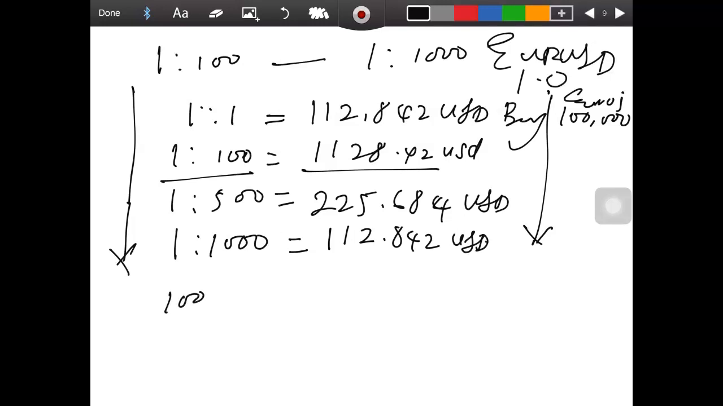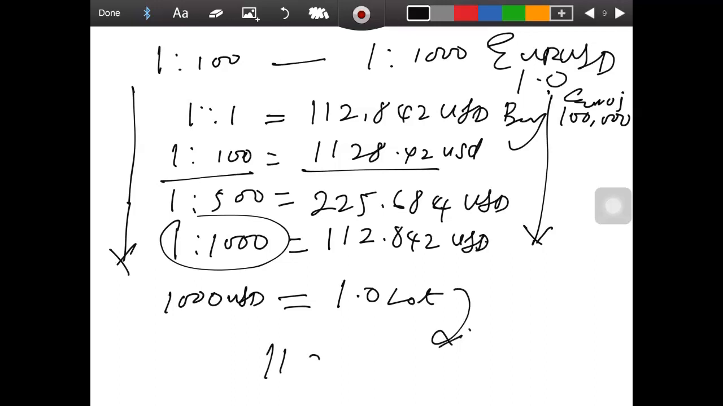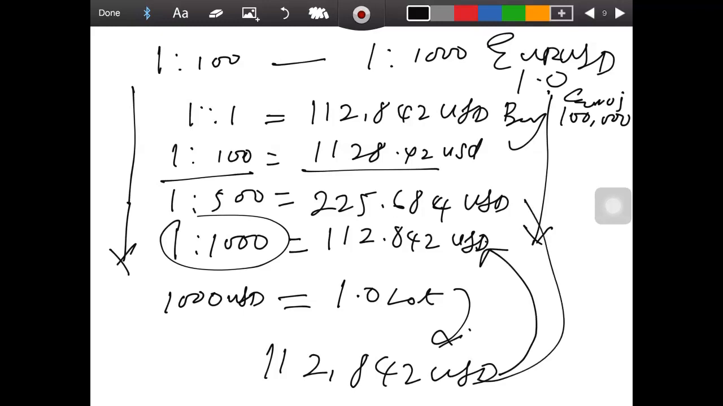This is why you can see traders with $100. This is why you can see traders with 1,000 USD. They can trade one standard lot confidently because of the power of this leverage. Okay, but without leverage, for you to trade one standard lot, you need 112,842 USD, which most people cannot afford. But because the broker has given you leverage, you can cut it down to either 225, or 1128.42, depending on what leverage you choose.